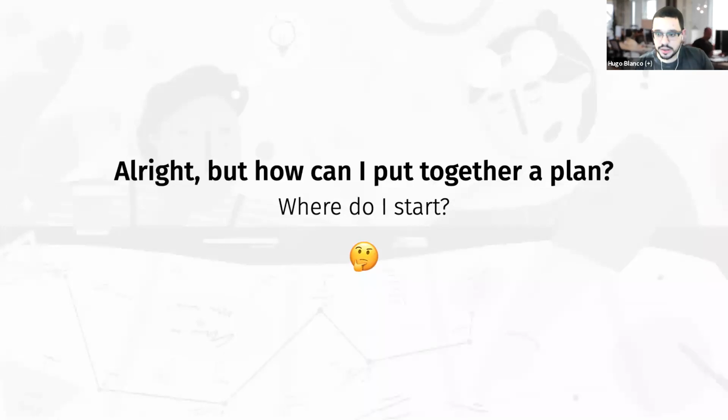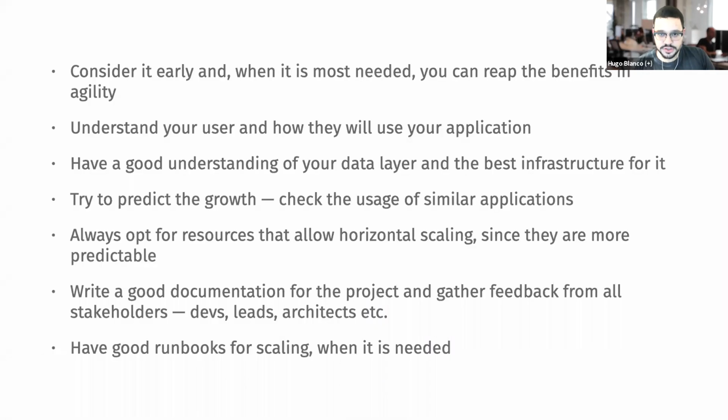Okay, but we talked about scaling code, scaling features, scaling resources, and scaling data. But how can I put together a plan? Where do I start? Consider it early, and when it's most needed, you can grab the benefits in agility. You can start your application understanding the architecture, understanding everything that I told you. But you could also do that for an existing application. The idea here is to do it as soon as possible because you will need it eventually.